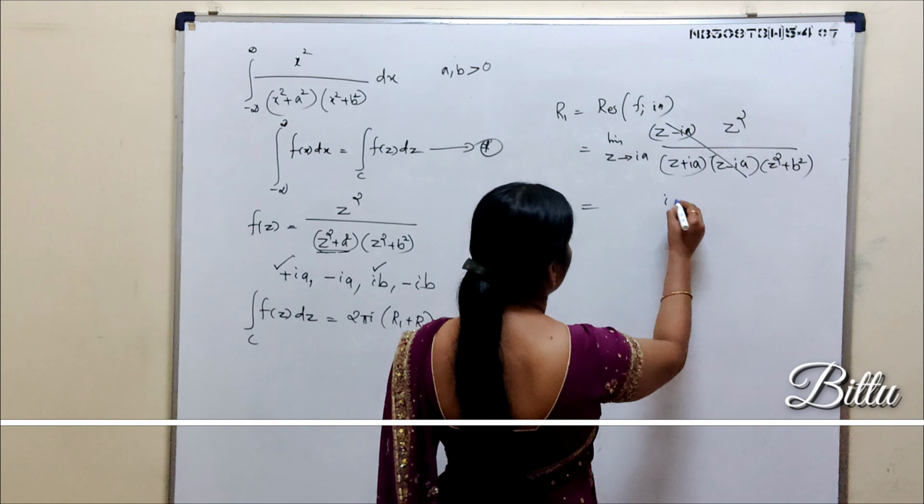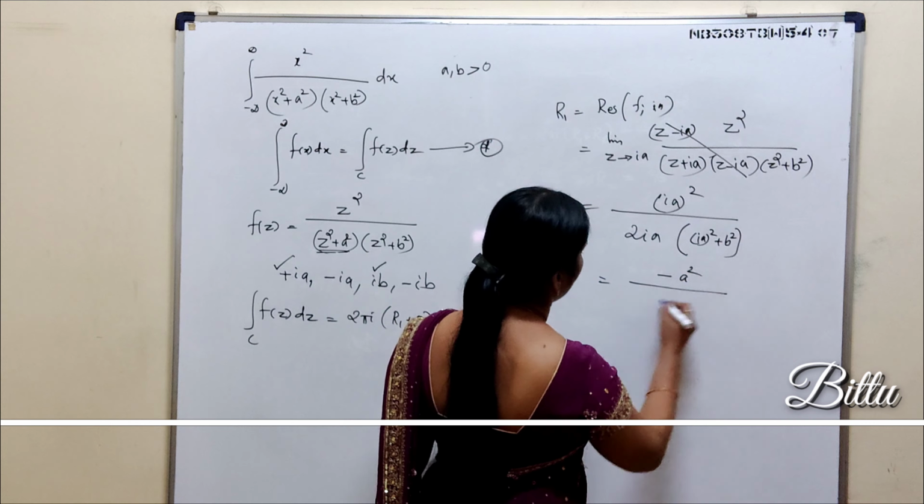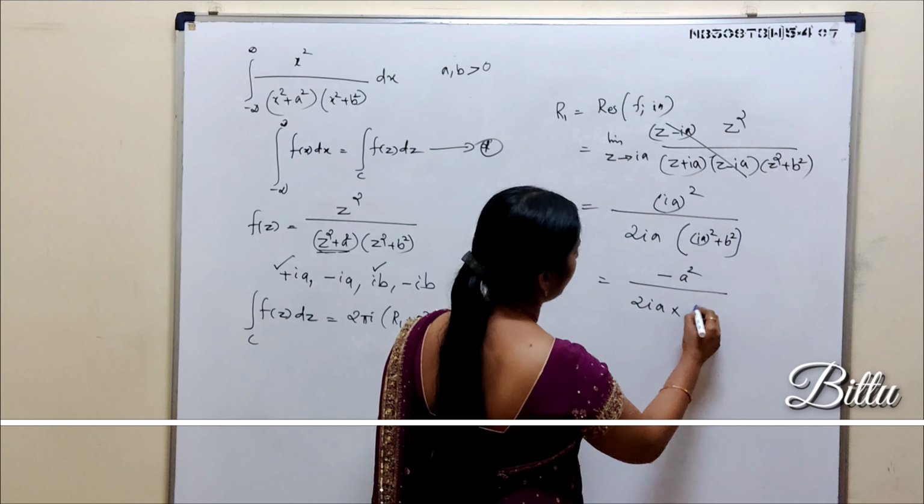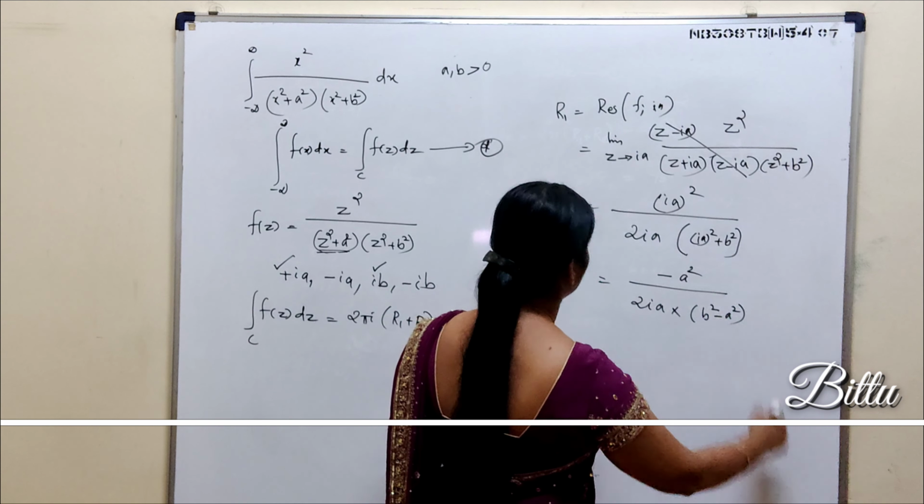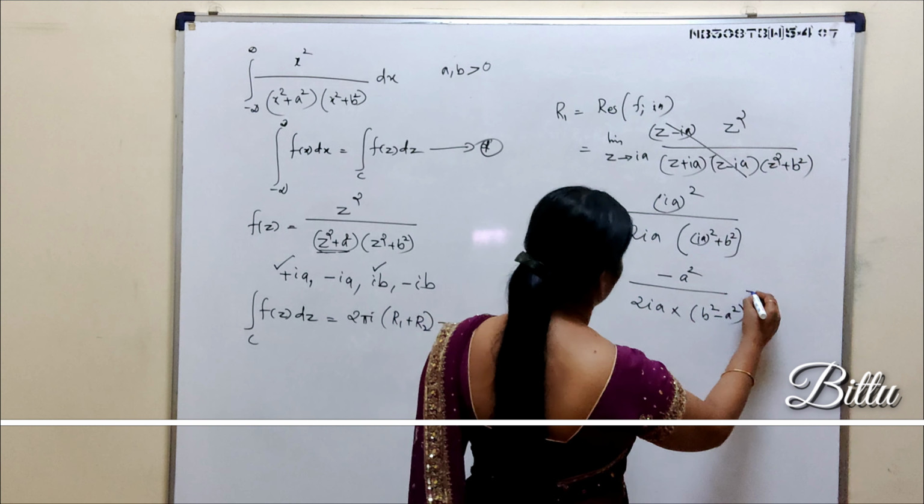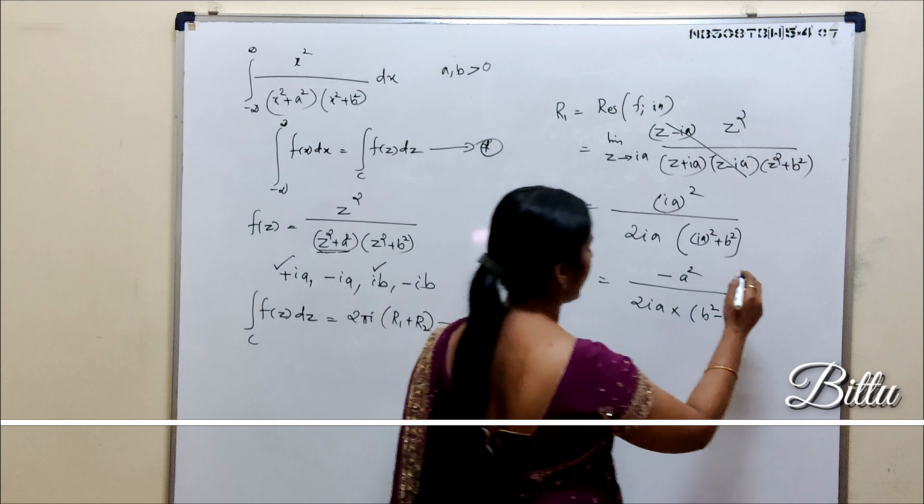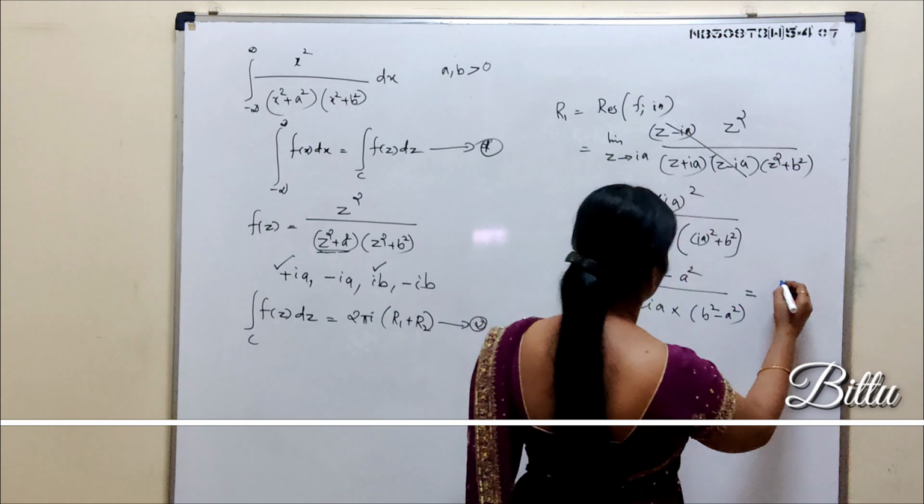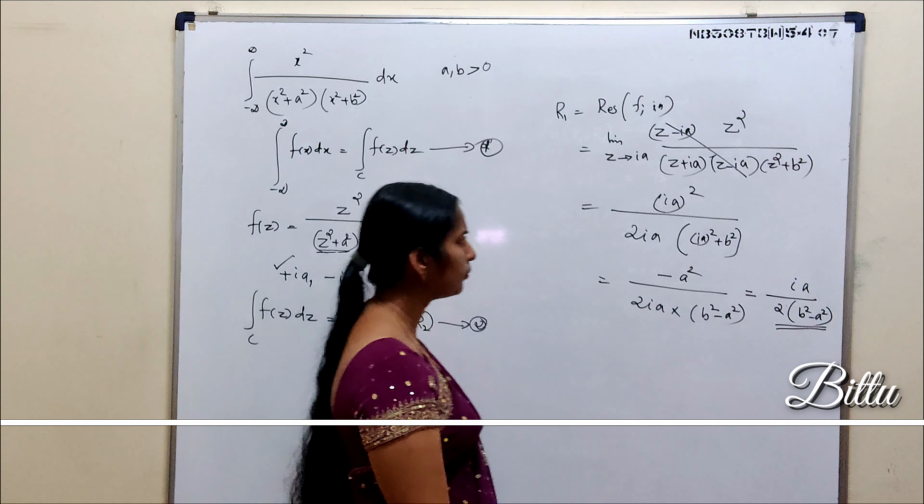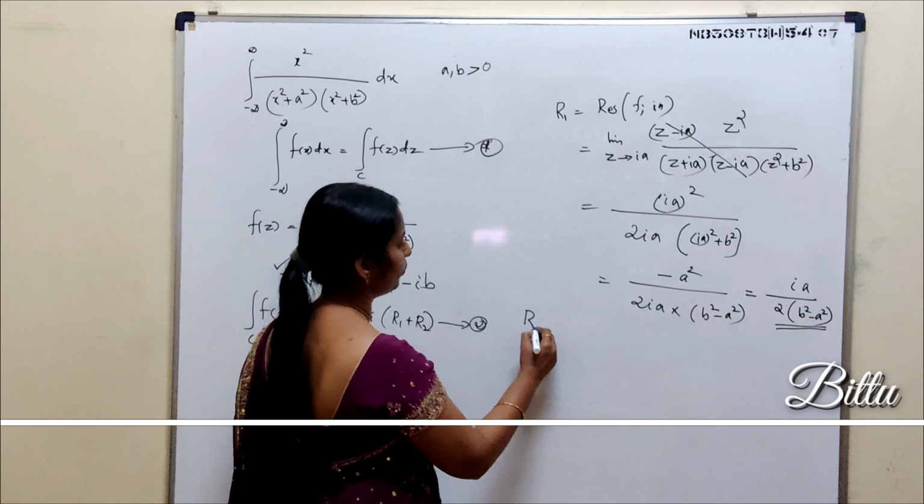Next you put z equal to ia. So (ia) the whole square divided by 2ia into ((ia) the whole square plus b square). So it is minus a square by 2ia into (b square minus a square). 1 by i is minus i, so ia by 2 into (b square minus a square), a will cancel with this a square. See, this is r1. Similarly, we have to evaluate r2.